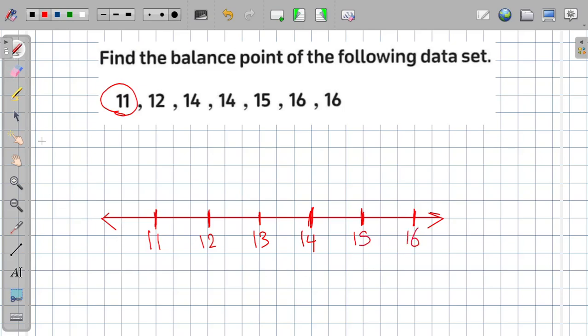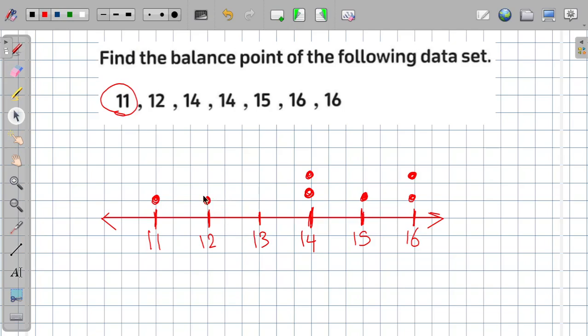Okay, so 1 point at 11, 1 point at 12, 2 points at 14, 1 point at 15, and 2 points at 16. Okay, so let's try to move the points or the dots until we get a symmetrical shape.